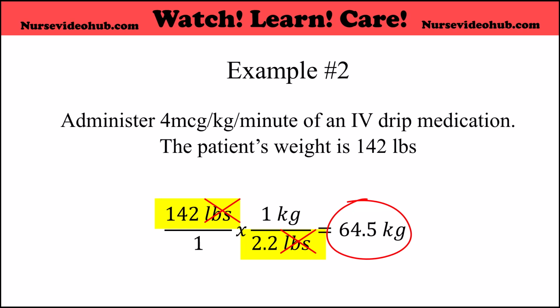After completing the calculations, always check that your answer makes sense. Check your answer by multiplying back. 64.5 kilograms times 2.2 equals 141.9 pounds. Your conversion is accurate.